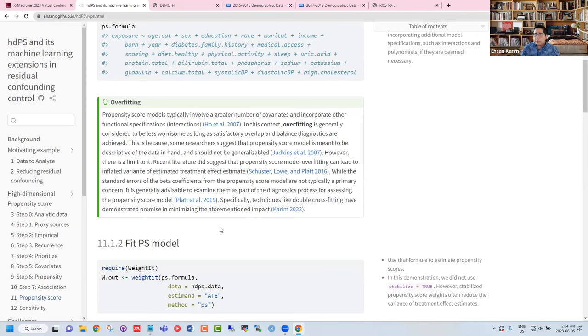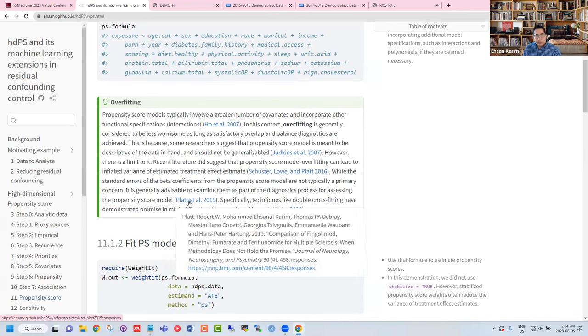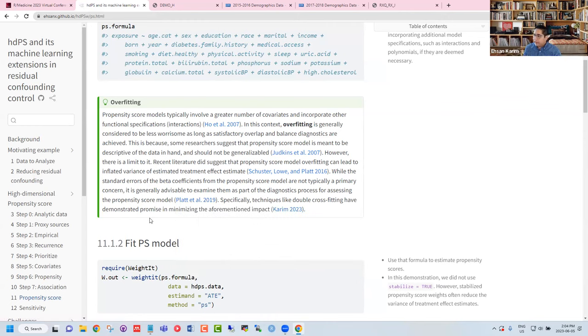Also, in propensity score analysis, we are usually less concerned about the standard errors of the coefficients that we see in our propensity score model fit. But then again, there is some additional literature showing that if you do not properly diagnose your propensity score model, that can lead to unstable estimates as well. There is some recent literature, specifically coming from the double machine learning literature, that discusses double cross-fitting, a procedure that is basically an extension of the cross-validation process that we usually use in prediction problems.